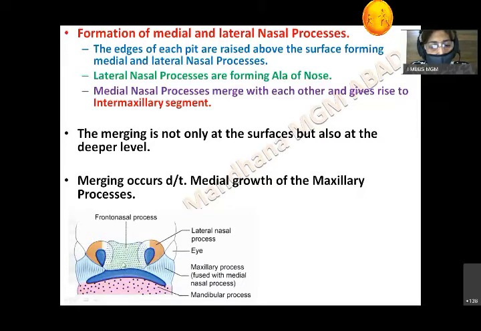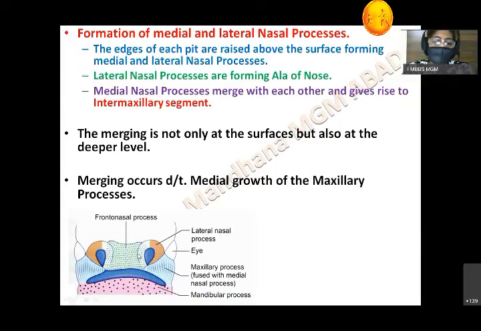So the maxilla is growing there, and common sense says that above the stomatodeum or the oral cavity, you will be getting the upper lip and upper jaw. So remember, when the maxilla grows, it will be forming the upper lip. The lateral nasal process does not take part in the formation of the upper lip. You can appreciate in the figure, it is just forming the ala of the nose.